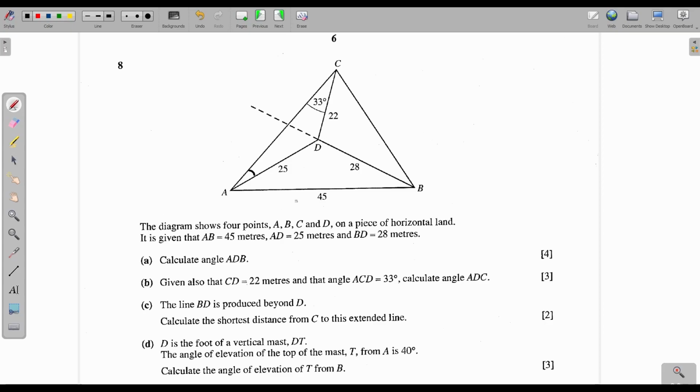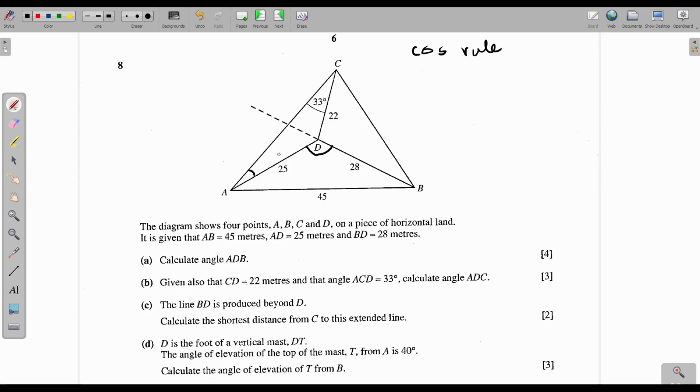Okay, question number 8. Diagram shows 4 points A, B, C, and D on a piece of horizontal land. It is given that AB is 45 meters, AD is 25, and BD is 28. Calculate angle ADB, so this angle. For this, since we don't have any other angles, what we can use is something we learned earlier called the cosine rule.